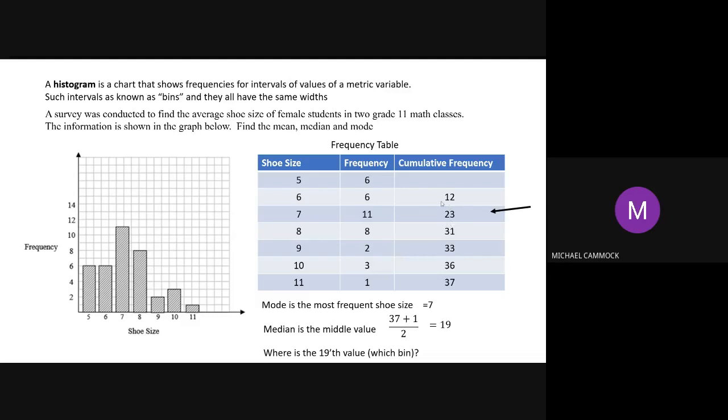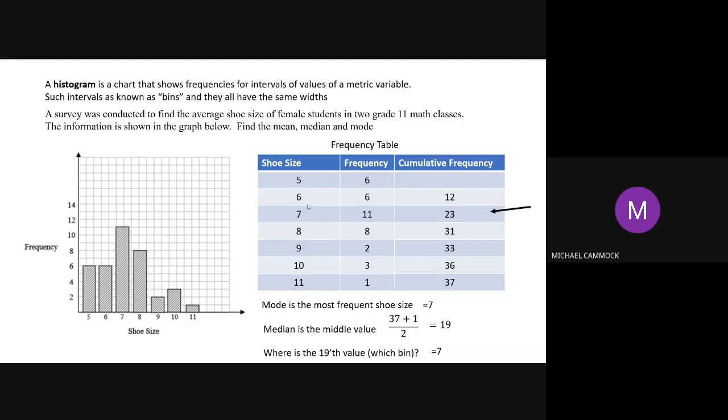And yes, that middle student is in this group. That's why my arrow is pointing to this middle group. So for me to know what the median is, I have to see what the shoe size is where that middle student is. And that is number 7. So 7 is also our median.